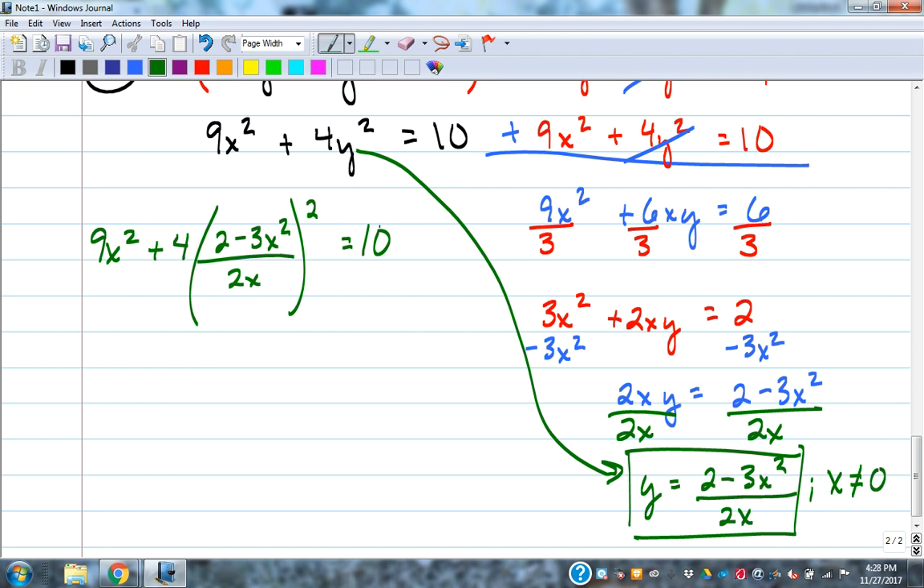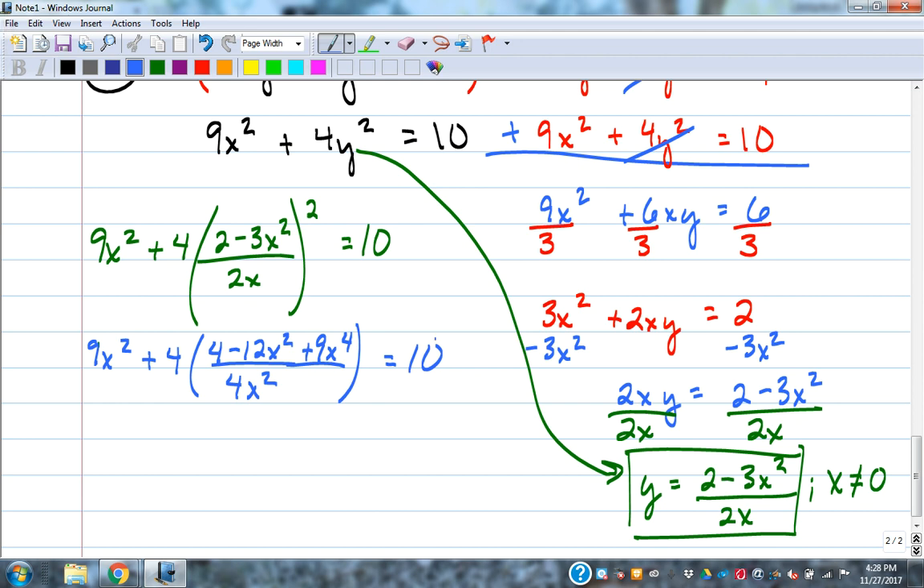Okay. Well, order of operations tells me that I have to square this fraction first before I do anything else. So do that, 9x squared plus 4 parentheses, and if the bottom part's the easy one, that's 4x squared. And then the top part, if I square 2 minus 3x squared, that's going to be 4. 3x squared times 2 would be negative 6x squared, so that's negative 12x squared plus 9x to the 4th. That's still equal to 10. I've just squared that fraction. That's all I've done there.